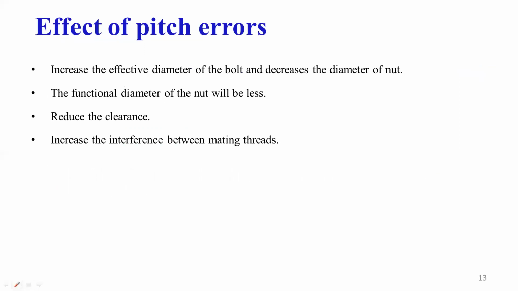What is the effect of pitch error? Because of the pitch error, it increases the effective diameter of the bolt and decreases the diameter of the nut. The functional diameter of the nut will be less, and it reduces the clearance and increases the interference between the mating parts.